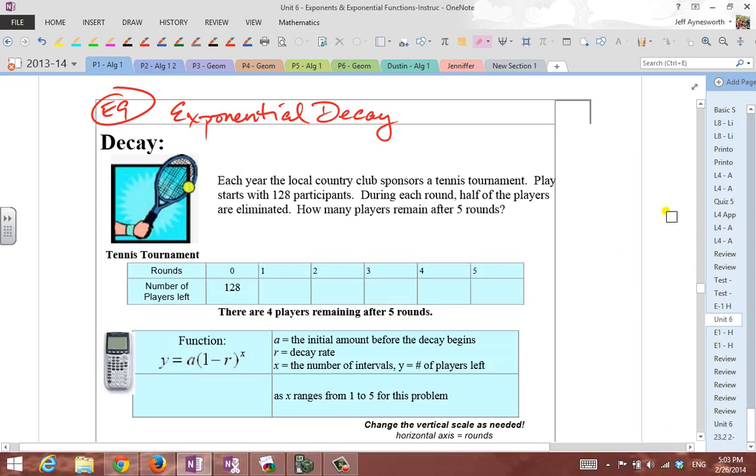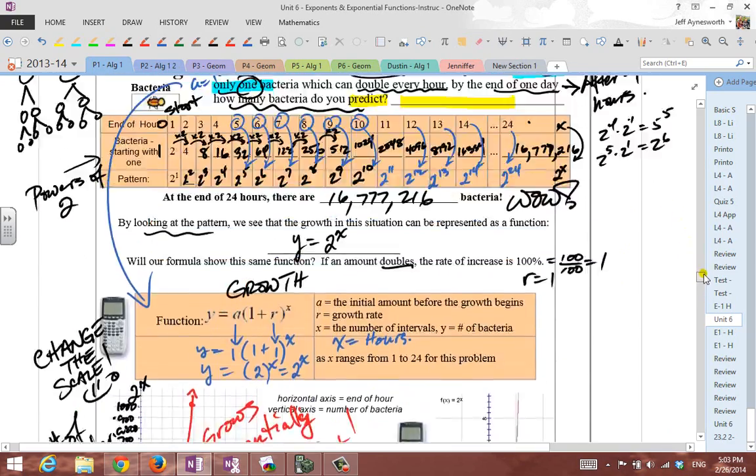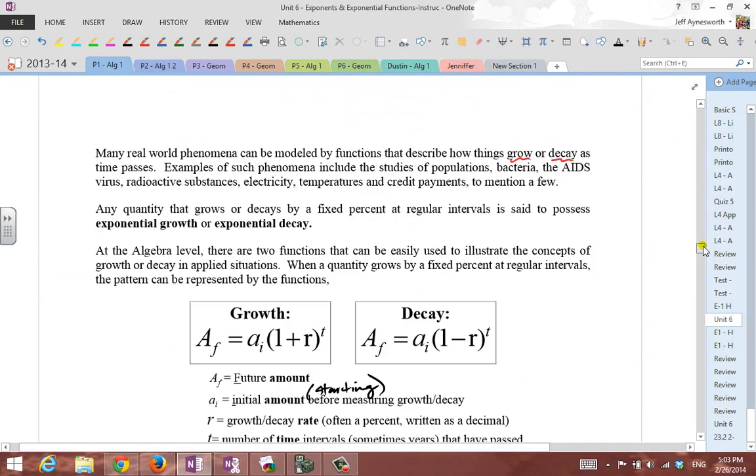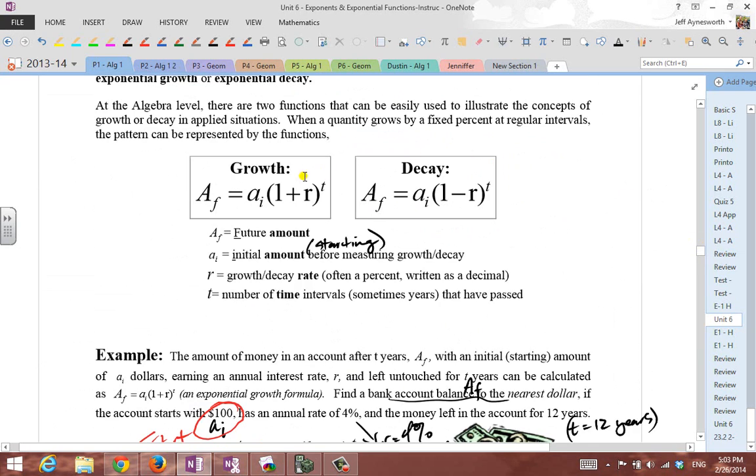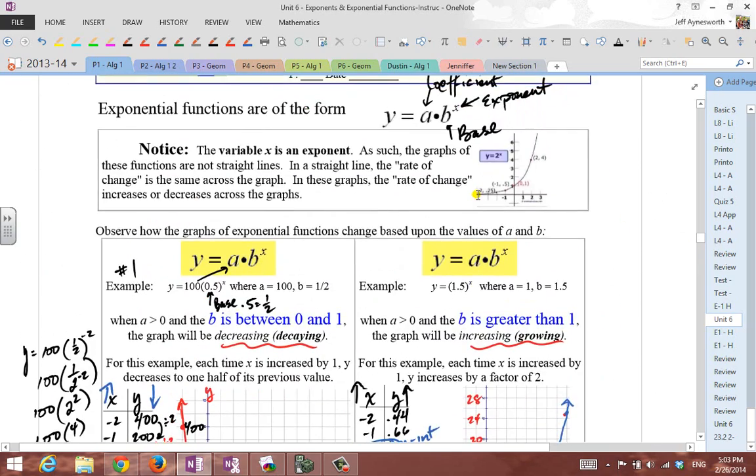So let me remind you of something here. I'm going to go back to one of our previous lessons. This is what's cool about technology. Exponential growth is 1 plus r, where the base is 1 plus r, or greater than 1. And decay is when it's 1 minus r or less than 1. Actually, let me go back further.